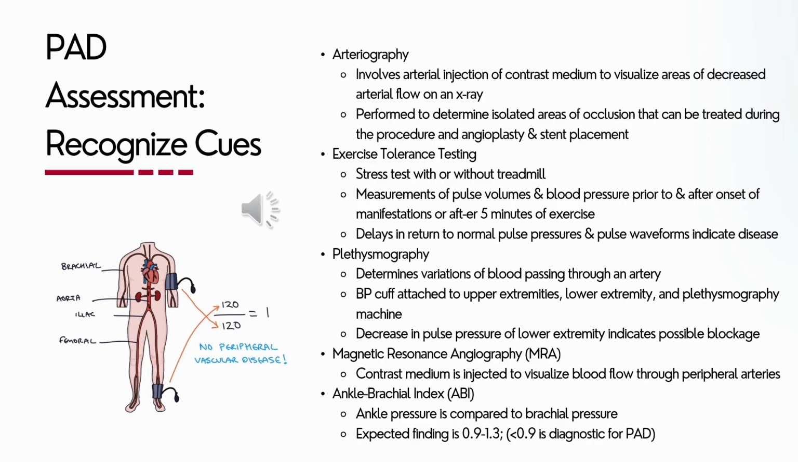And then we also have an ankle brachial index, or ABI. So this is a very simple, inexpensive method to assess arterial function. It's calculated by dividing the systolic blood pressure at the ankle by the systolic pressure at the brachial artery. A normal ankle brachial index value ranges between 0.9 and 1.3. An ABI of less than 0.9 is diagnostic for PAD. However, in patients who have diabetes, the ankle brachial index value may be falsely elevated due to calcification of their arteries.